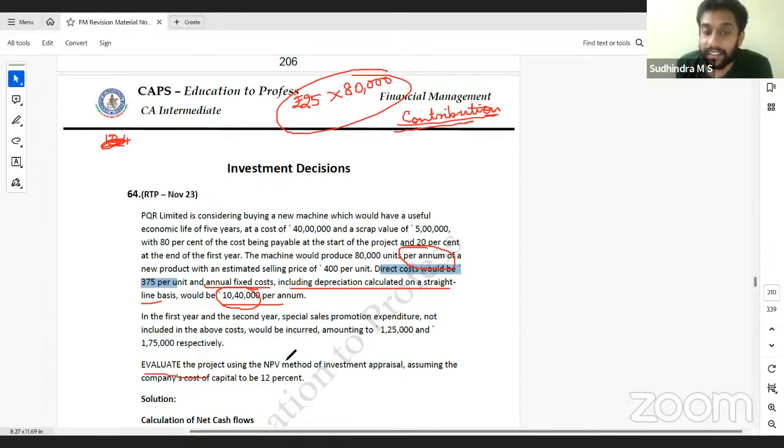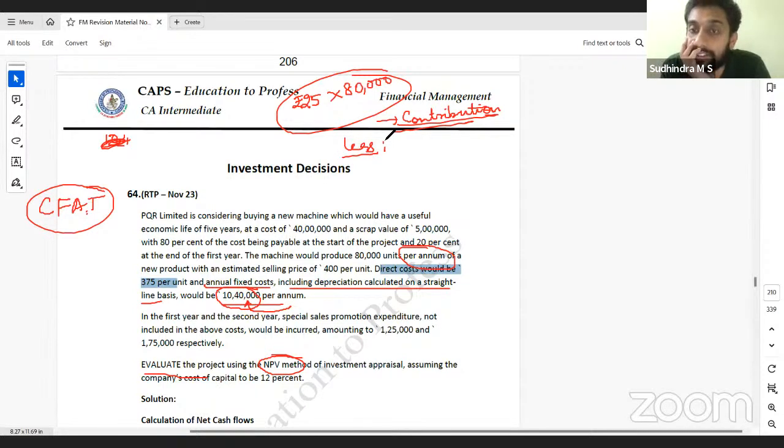See, what are they asking us? NPV calculation. To calculate NPV, what is required? Cash flows after tax. To get this cash flow after tax, I am at contribution now. I have contribution. So I know 10,40,000 is the fixed cost, including depreciation. Should I reduce the full 10,40,000? Is my question. No, sir.